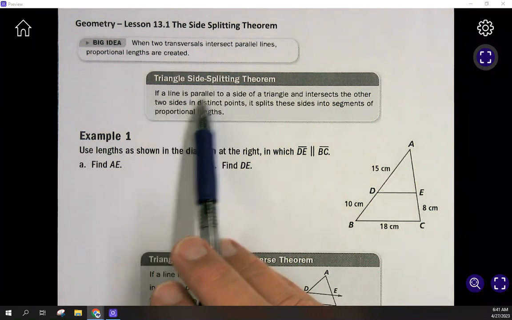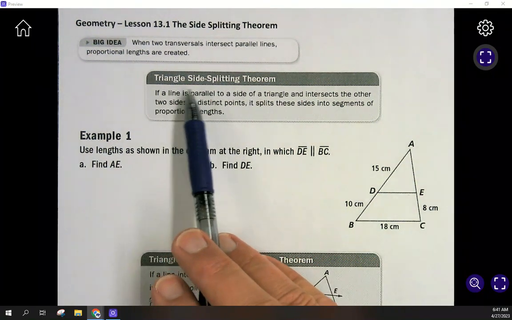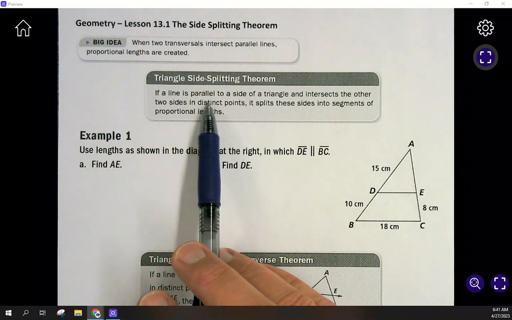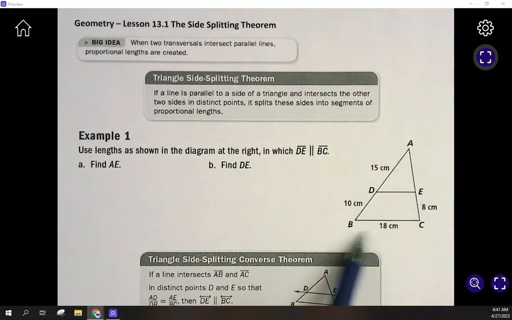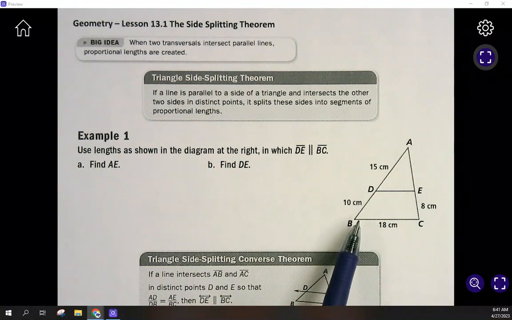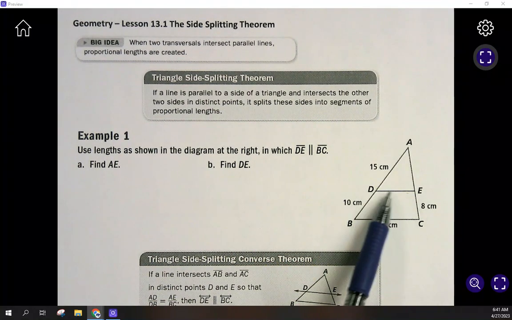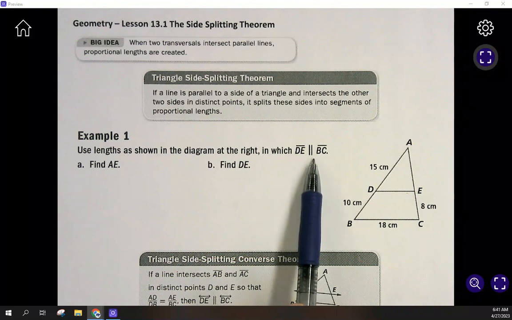So we're going to look at this specifically in triangles. The triangle side splitting theorem says if a line is parallel to a side of a triangle, so picture what that looks like. Here is a triangle. We have another line that's parallel to one of the sides. So DE is parallel to BC in this problem.